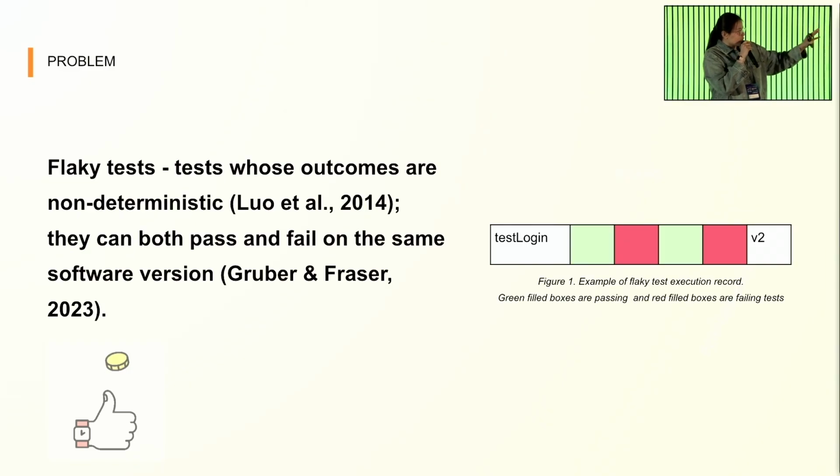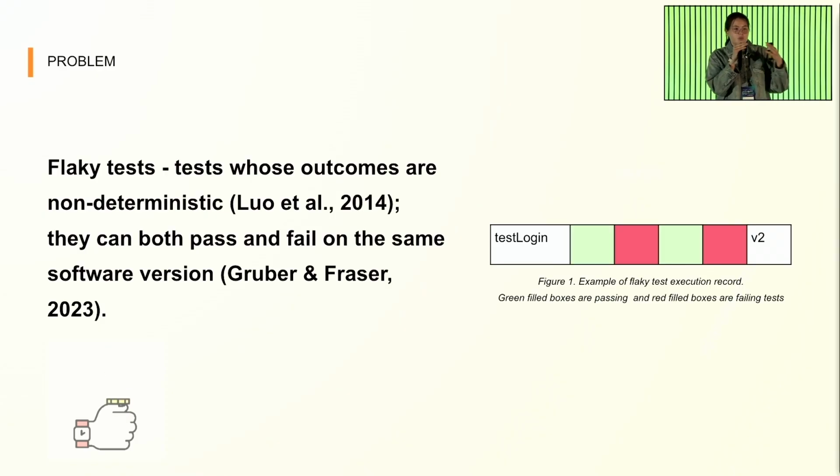You can see from the graph, test login passes, then fails, but within the same software version. Software version means that the code hasn't changed, the data hasn't changed, the feature flags and feature switches were not turned on. But still, for some reason, the test was producing this type of outcome.